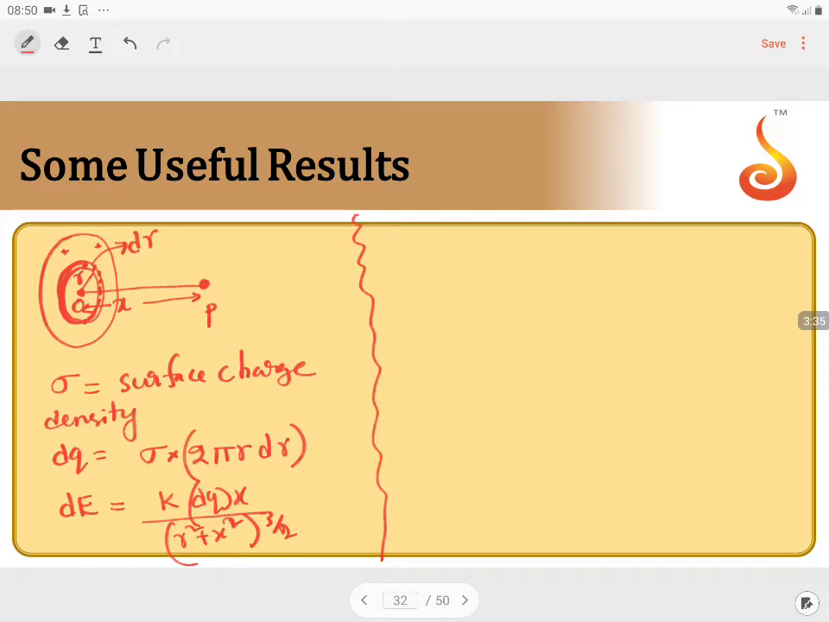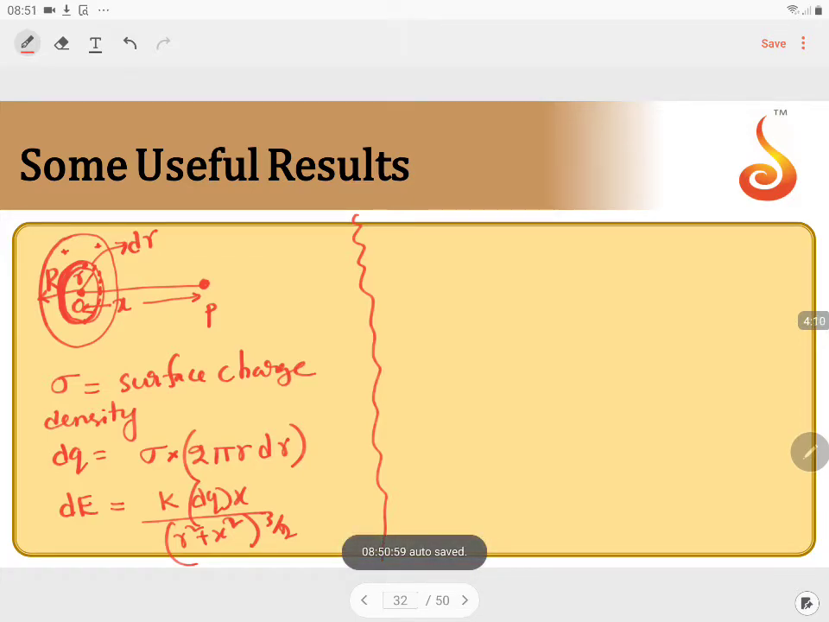To find the electric field produced by the total disk of charge, we have to integrate over the small r value. r is variable, so we have to consider ring elements of different radii, find the electric fields due to the different ring elements and then add up, that is, integrate. To cover the entire disk, small r should vary from 0 to capital R, where capital R is the radius of the entire disk.